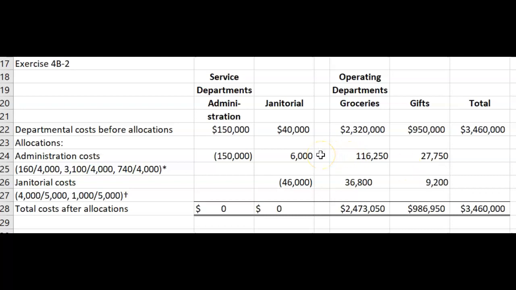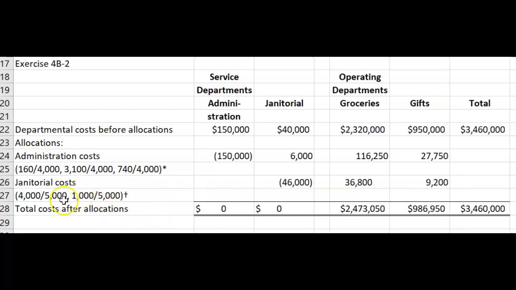But we're not just going to use the 40,000, we're going to use the 40,000 plus the 6,000 administrative department allocation, and we have to allocate $46,000 janitorial cost to the operating departments, grocery and gifts. And that is based on square feet, the space occupied. So the space occupied in the departments receiving the allocation is groceries 4,000 and gifts 1,000.